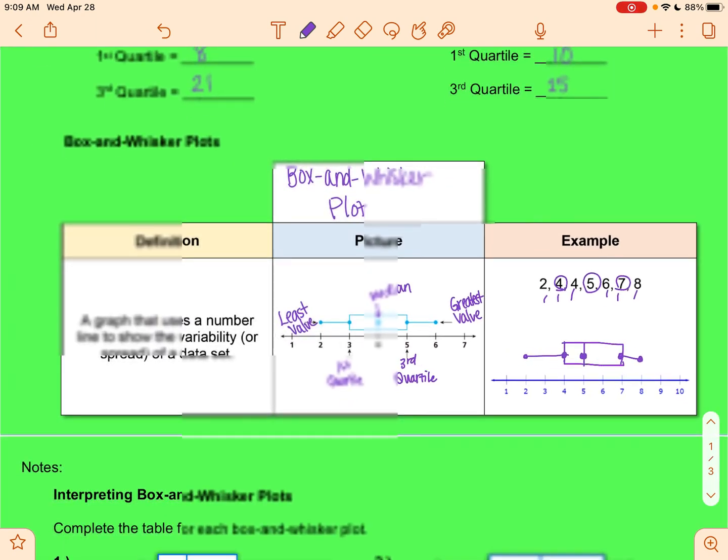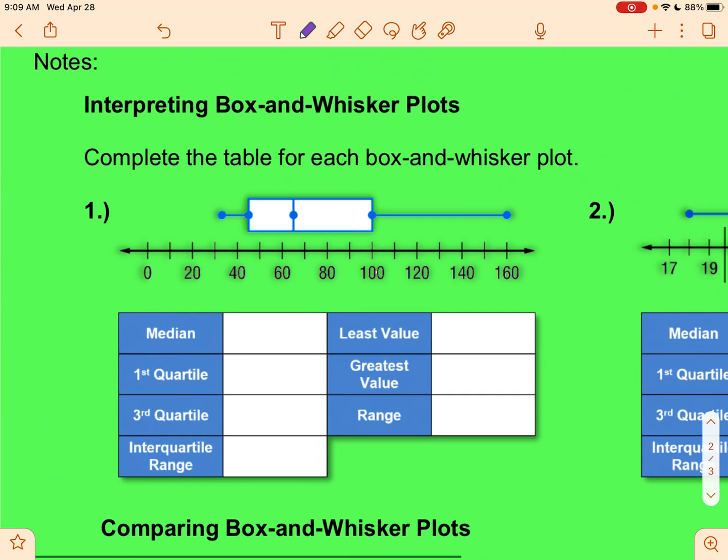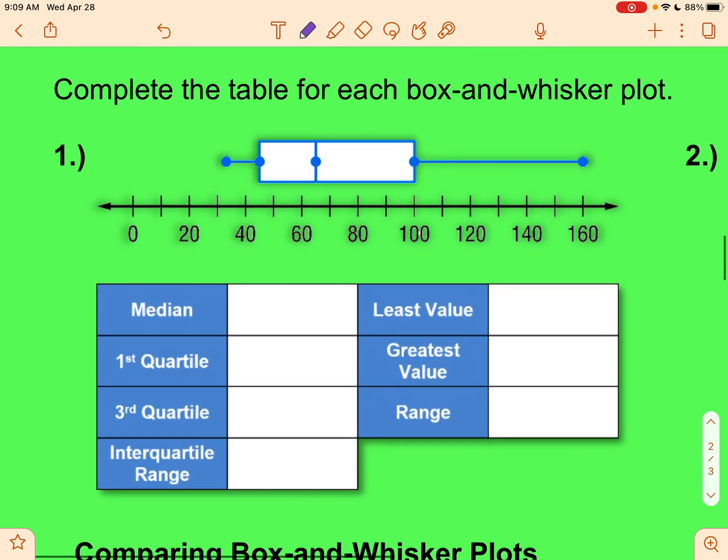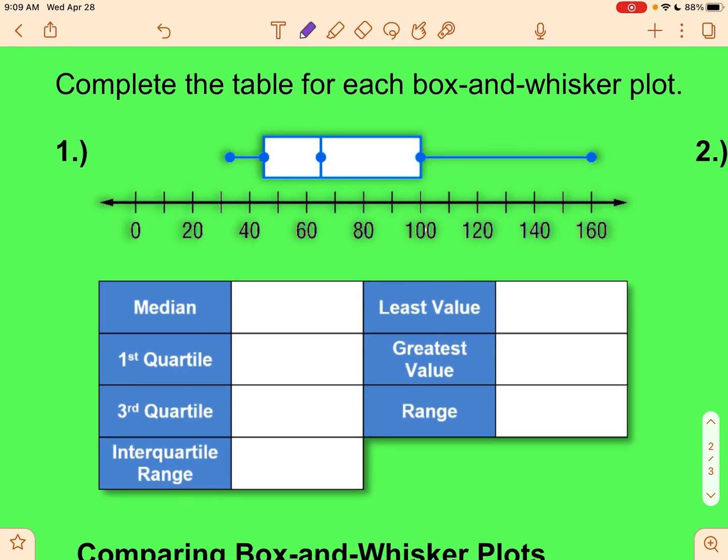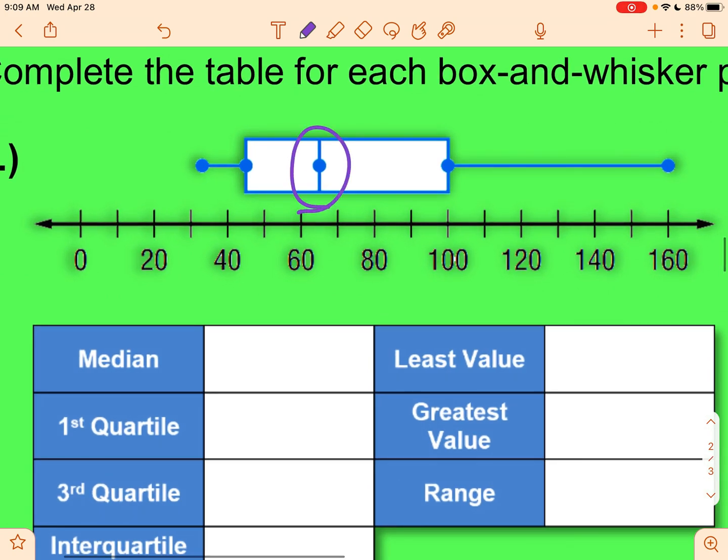Alright, so now we are going to practice interpreting box and whisker plots. We need to complete the table for each box and whisker plot. The first question is asking us for the median. Remember, the median is the line in the middle. It's right there, somewhere in between 60 and 70. So I would say our median is about 65.